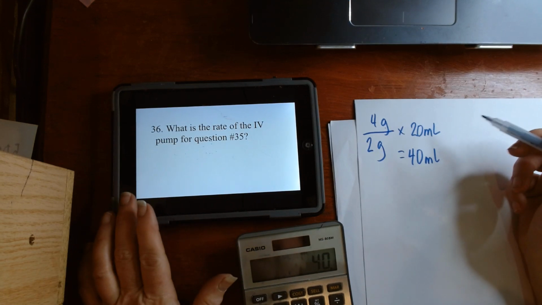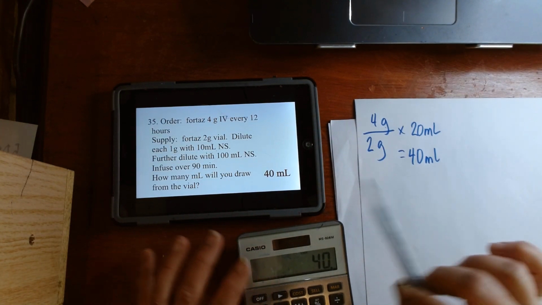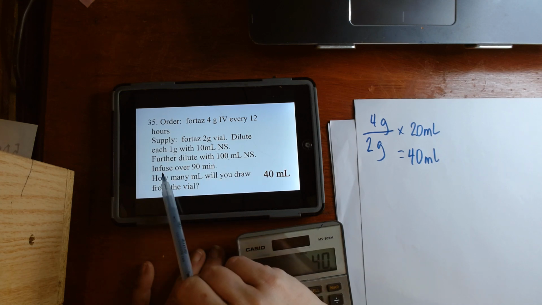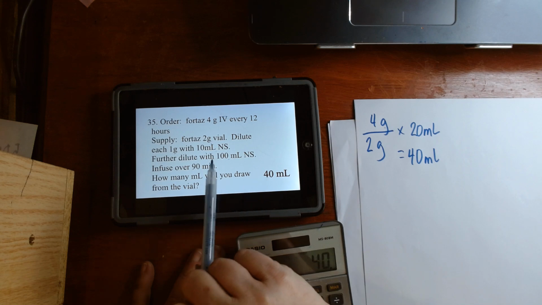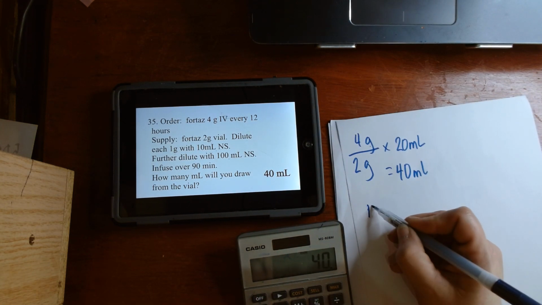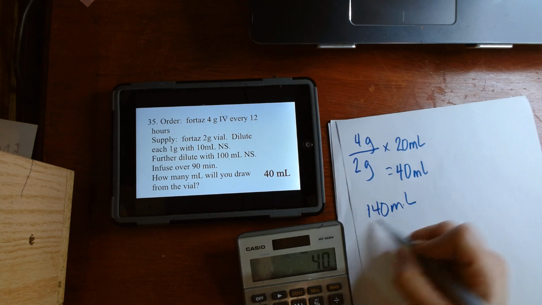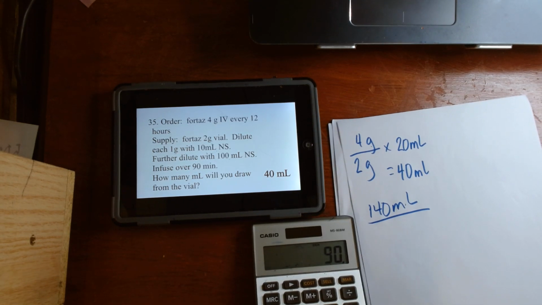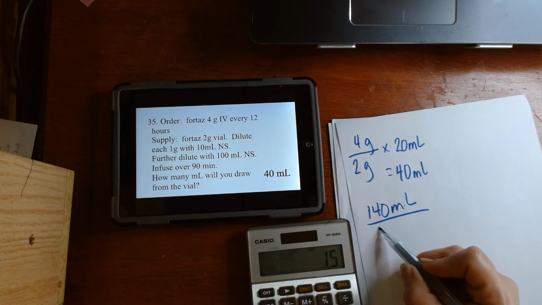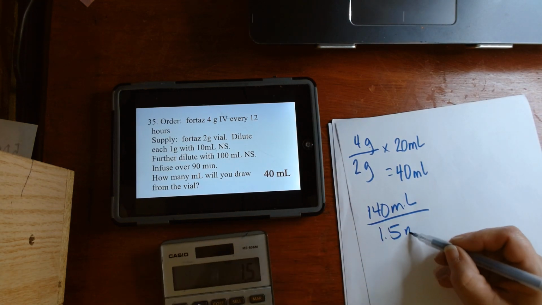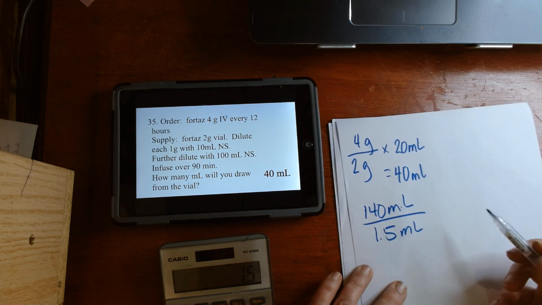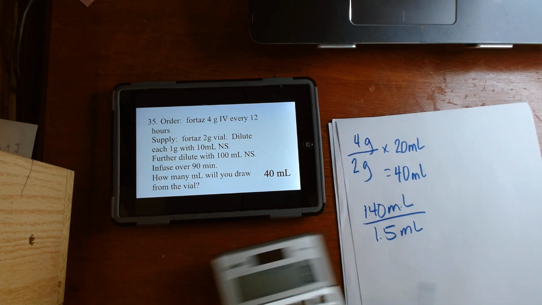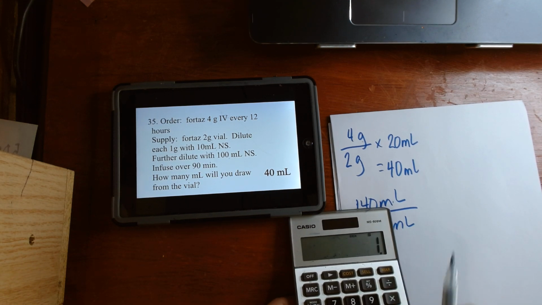And then, of course, Ethel wants to know how we're going to run it. Then it says, further dilute with 100 milliliters of normal saline. Infuse it over 90 minutes. So 100 plus 40 is going to be 140 milliliters. And 90 minutes, look, I'm just going to show you, 90 divided by 60 is 1.5. You can use that as the hours. And then we're going to do the math. 140 milliliters divided by 1.5.